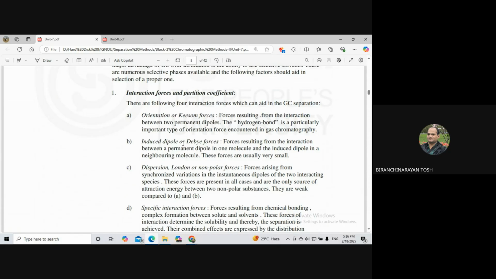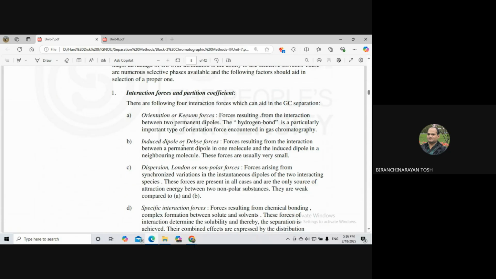These forces are present in all cases and are the only source of attraction energy between two non-polar substances. They are weak compared to A and B. Then there are specific interaction forces, forces resulting from chemical bonding, complex formation between two solutes, or between solute and solvent. These forces of interaction determine the solubility, and thereby the separation is achieved.